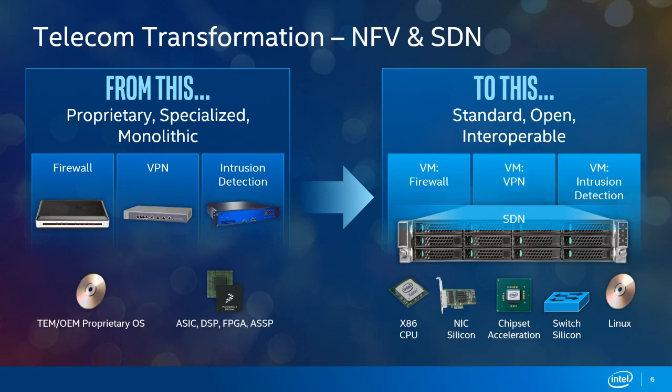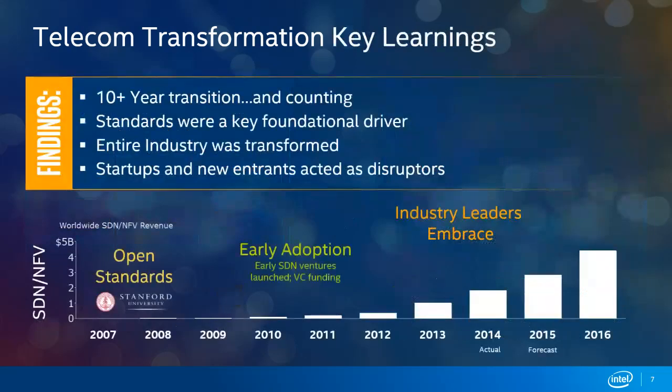We came away from this effort with a number of key learnings. First, it didn't happen overnight. This was a 10+ year transition and counting. Standards were a key foundational driver. The entire industry was transformed, and the startups and new entrants acted as disruptors. But this telecom network transition isn't just a good story. These same learnings apply to the transformation that's already begun in industrial verticals.